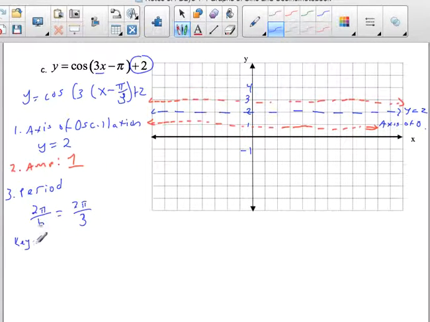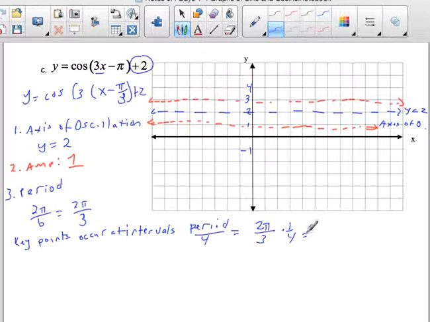And we'd like to know the intervals at which the key points occur. So key points occur at intervals of the period divided by 4. So in this case, that's going to be 2 pi over 3 times 1/4. So that's 2 pi over 12. I'm going to simplify that to be pi over 6. So key points are going to occur every pi over 6. That's going to help me set the scale on the x-axis.